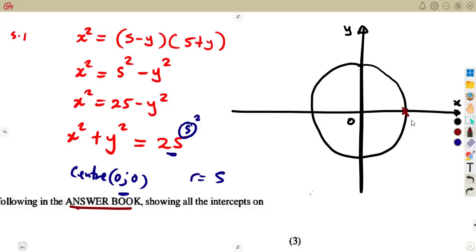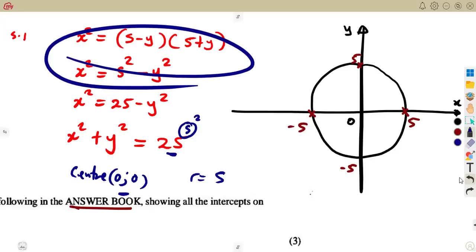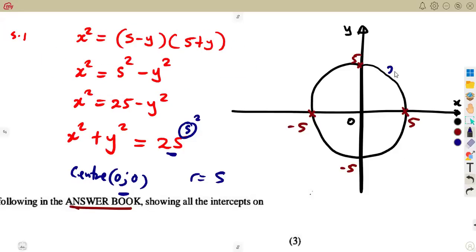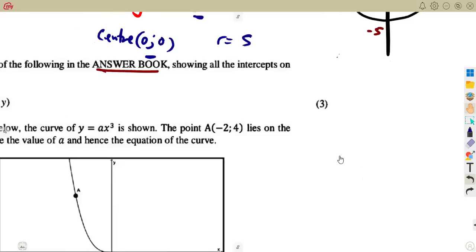It's 5 units. So that's a 5. This one, minus 5, because we are on the left side. Down here, minus 5 again. Up here, that's a positive 5. So that's a circle, this one. They gave us a circle in a disguised manner. It was a circle. Revise, guys. Do as many questions.